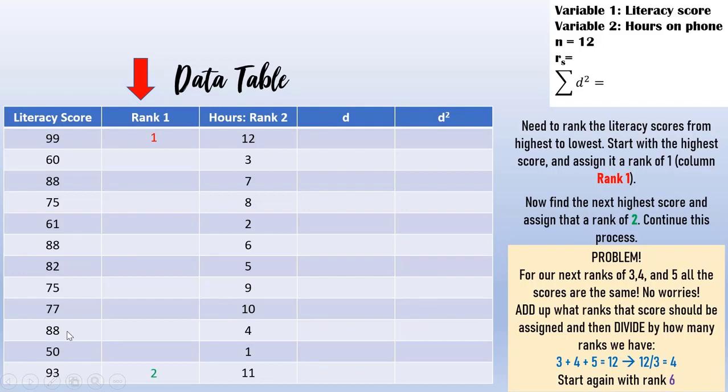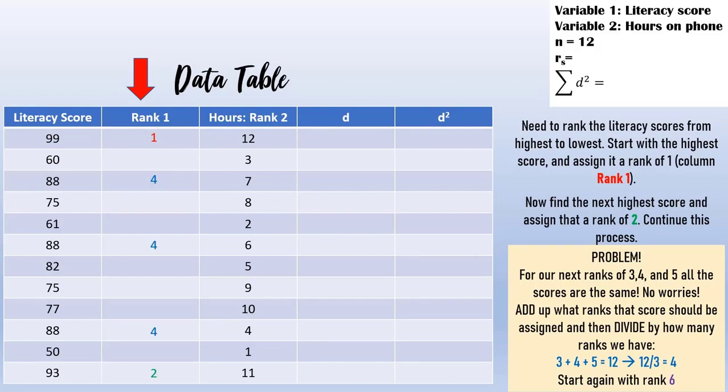And so if you look over to the right, I've gone ahead and added those up. So you add up ranks 3, rank 4, and rank 5, which gives us 12. Then we're going to divide 12 by how many ranks we have. So we had 3 ranks, so we're going to divide 12 by 3, and that's going to give us a 4. And so then what we're going to do is we are going to assign each of those scores of an 88 a rank of 4. So we're going to put a 4 here, we're going to put a 4 here, and then we're going to put a 4 here. And then we just continue the process and we pick up right where we left off.